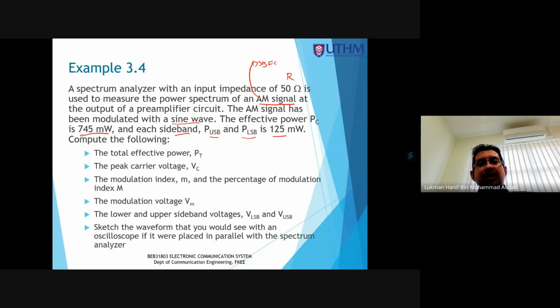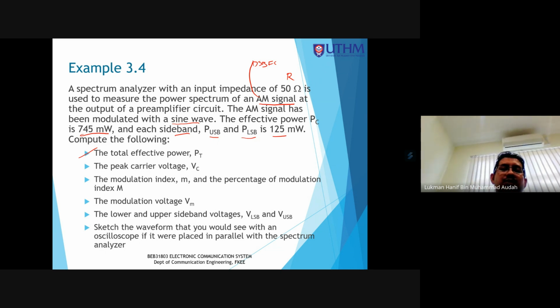So you are given the R values, resistance, and you are given PC, the carrier power, and the lower sideband and upper sideband power. That means it's easy, okay? The first question: calculate the total effective power. Remember that P total is equal to PC plus PLSB plus PUSB, because we already learned this from the previous slide.